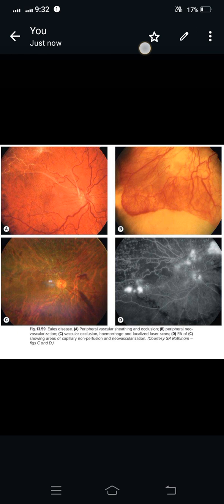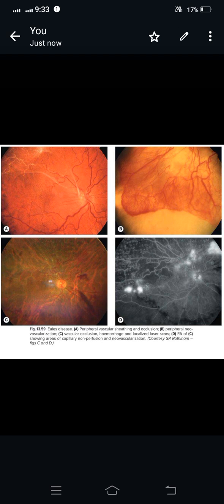Treatment depends upon the stage. If there is inflammatory stage, we can give steroids. If there is suspicion of tuberculosis, then we can give anti-tuberculous drugs with the steroids. And if it is in the neovascular stage, then photocoagulation, intravitreal anti-VEGF, or vitrectomy can be done.